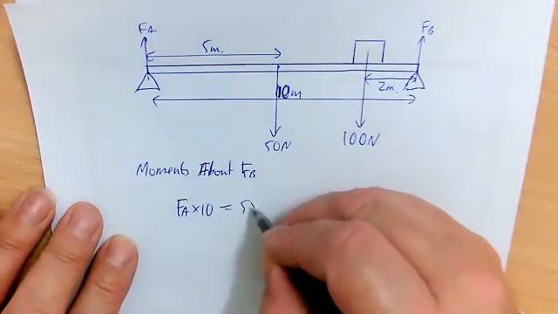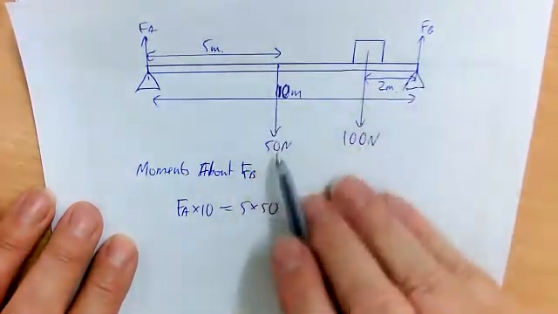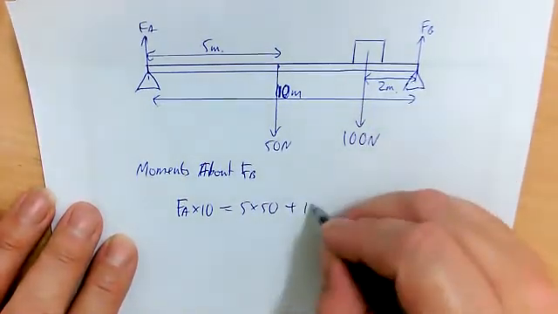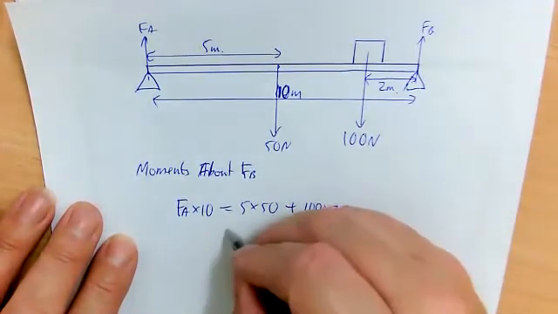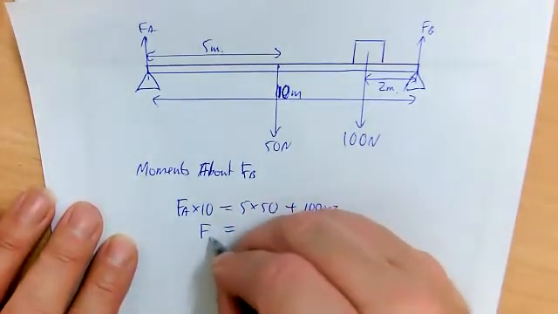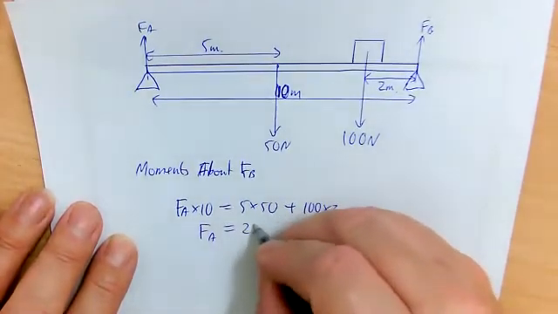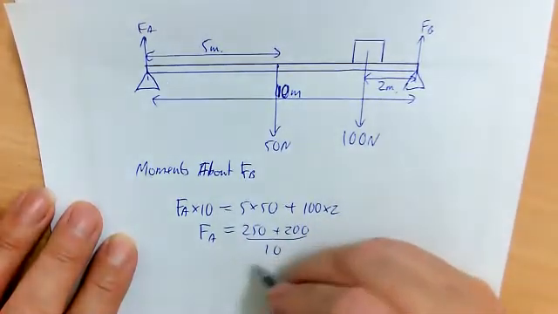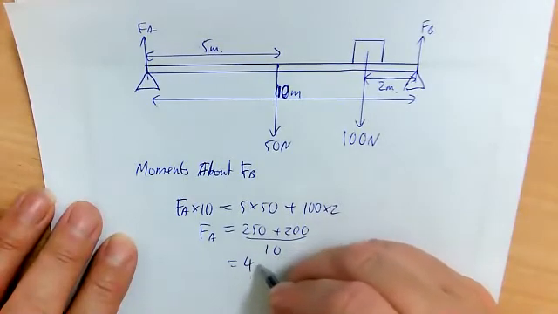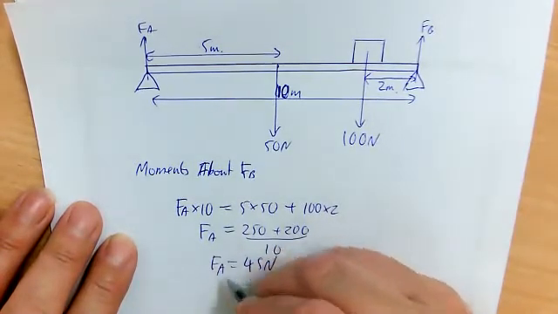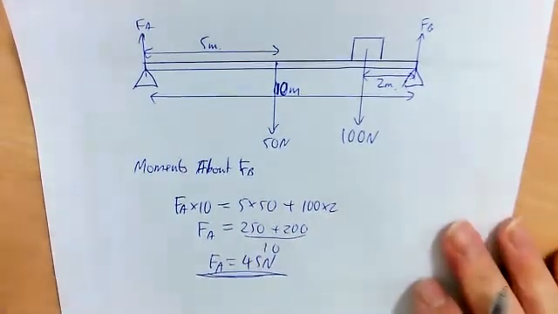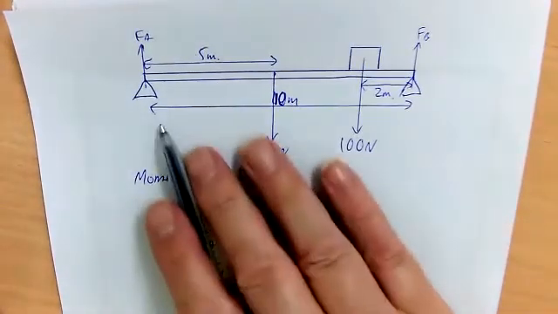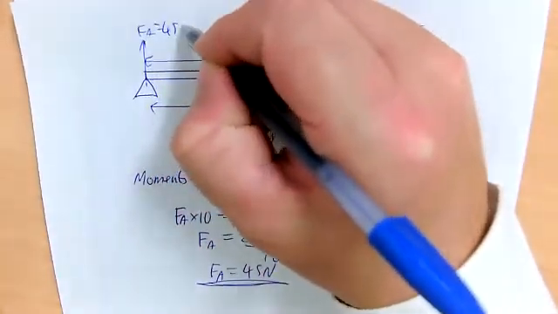So that's going to be 5 meters times 50 newtons, plus 100 newtons multiplied by 2. So force due to A is going to be 5 times 50 is 250, plus 200, over 10. So that's 450 divided by 10, so that's 45 newtons. Then you just take your linear equilibrium to work out the force from force A.